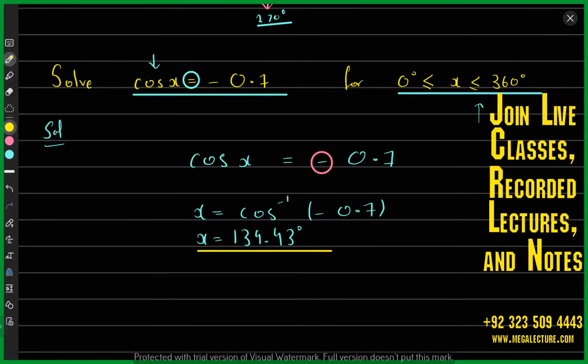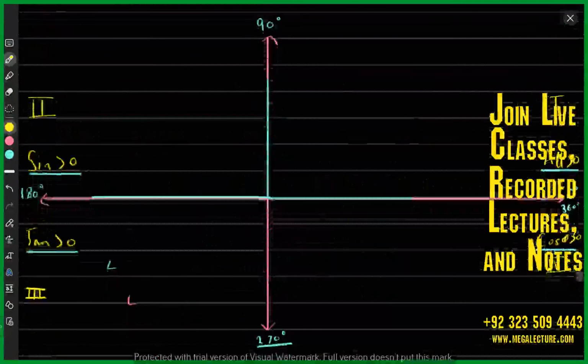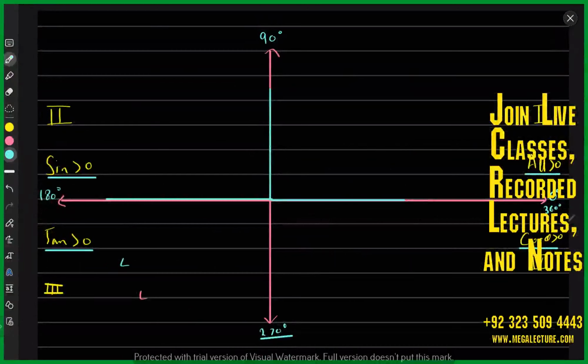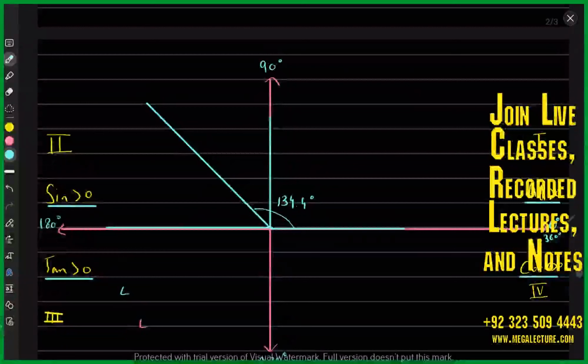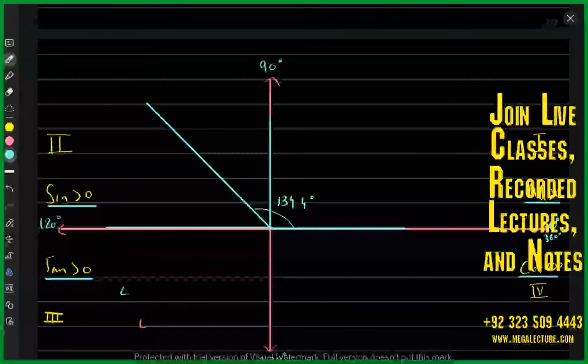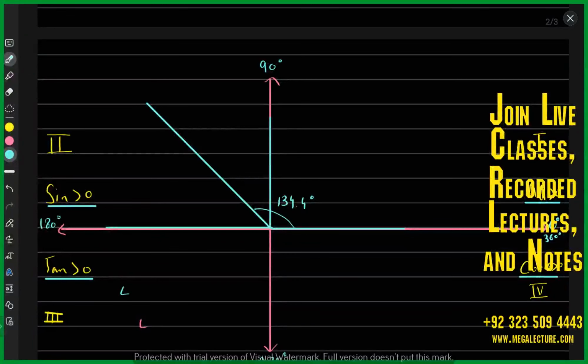Okay, so using the negative 0.7, we got 134.43 degrees. Now what exactly does this 134.43 degrees mean? It means that this is going to be something in this quadrant, and your angle is 134.4 degrees. But trust me, we are not looking for this angle. We are always interested in finding that acute angle, which is basically your basic angle or your alpha, that we would be using in all the quadrants in order to find a final answer. So just relax and listen to me carefully.